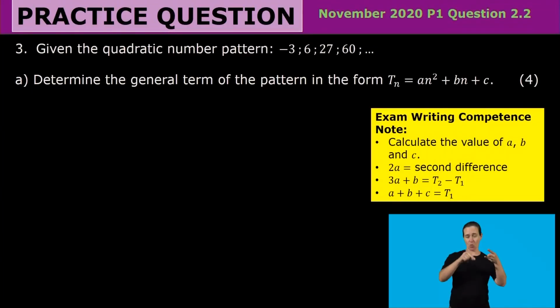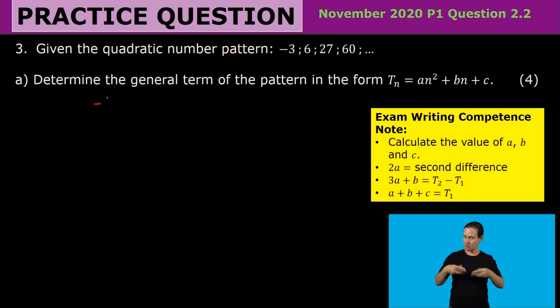Welcome back from the ad break, and let's continue with our question. So the next question says, given the quadratic number pattern -3, 6, 27, and 60, determine the general term of the pattern in the form Tn is equal to an squared plus bn plus c. Now, remember, this is a quadratic pattern, so we've been told that it's a quadratic pattern, and what we know about a quadratic pattern is that it has a second difference, and there is a method of calculating the values of a, b, and c.